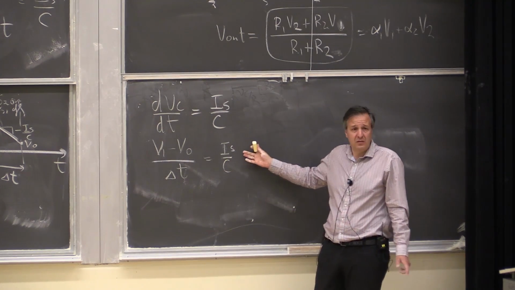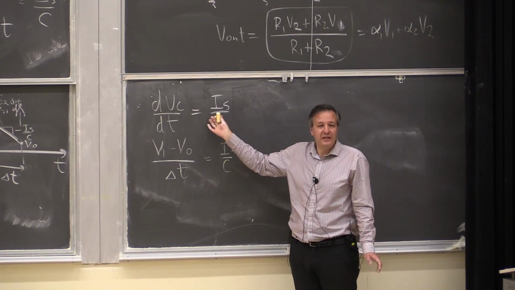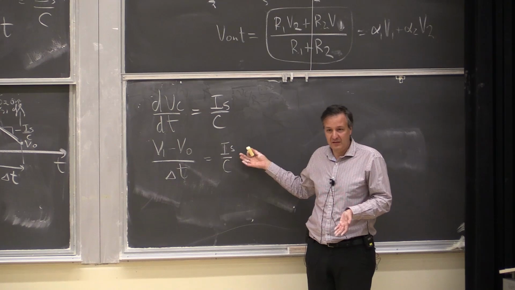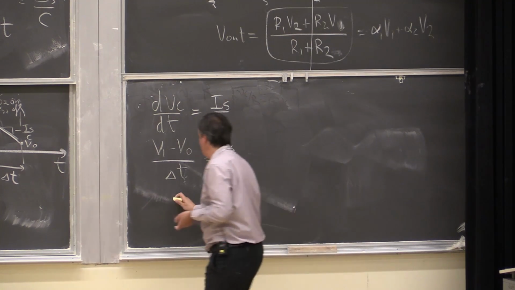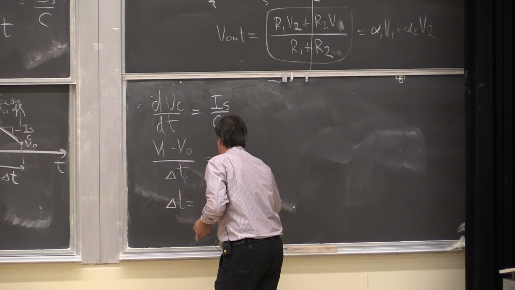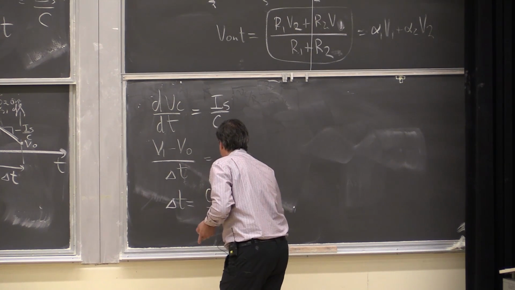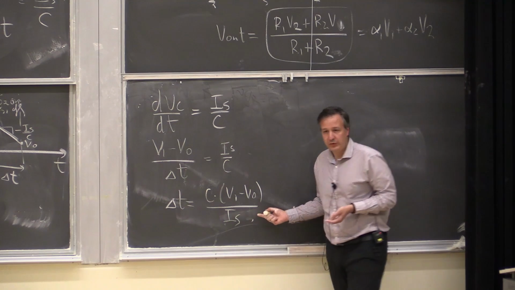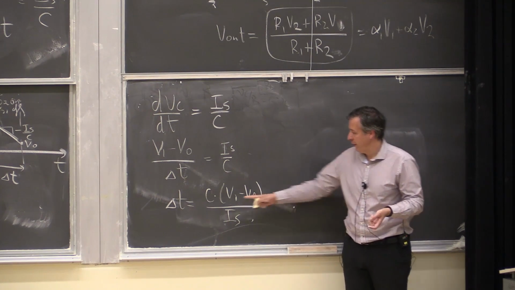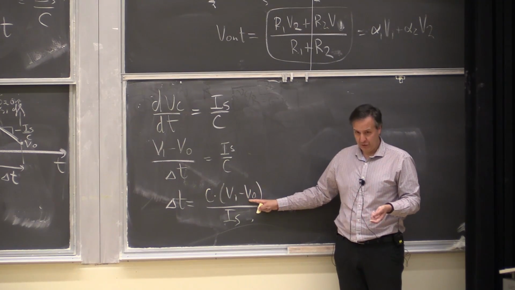Does this make sense? Right. I mean, I could have written an integral and everything, but because it's constant, it doesn't matter. I just wrote it like this. So from here, delta T will be C times V1 minus V0 over IS. And this is actually a cute expression, because it kind of tells me what's going on. C times this change in voltage is what?